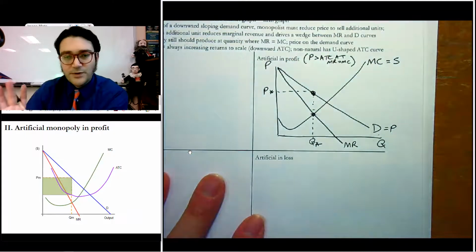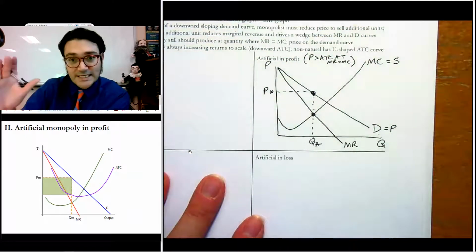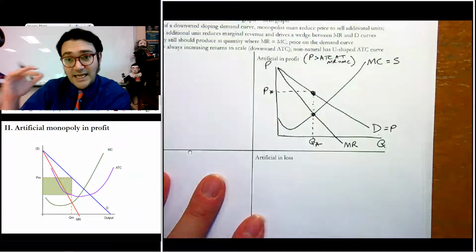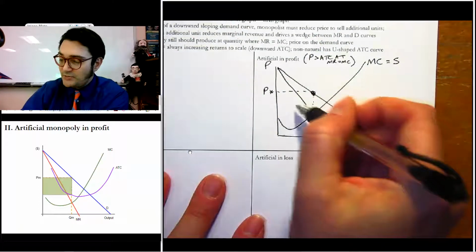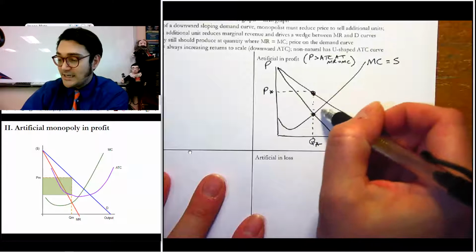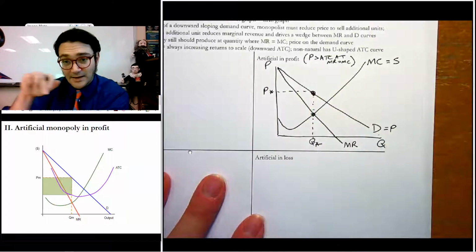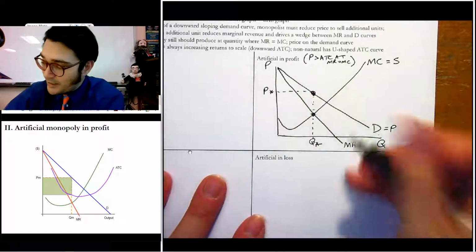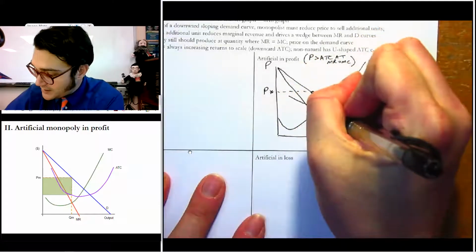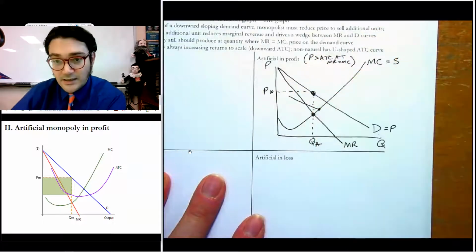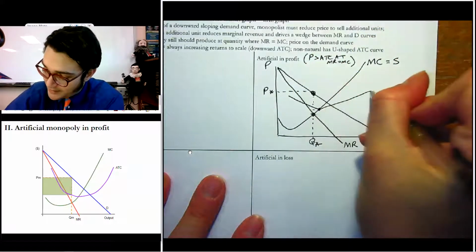Now, here's where we're going to draw our ATC. The price is going to be above the ATC at that quantity. So you can put your ATC anywhere you like, as long as it hits its minimum at that marginal cost and starts to come back up again. So we're going to do like right here, boom, hit, and then it's going to come right back up again.